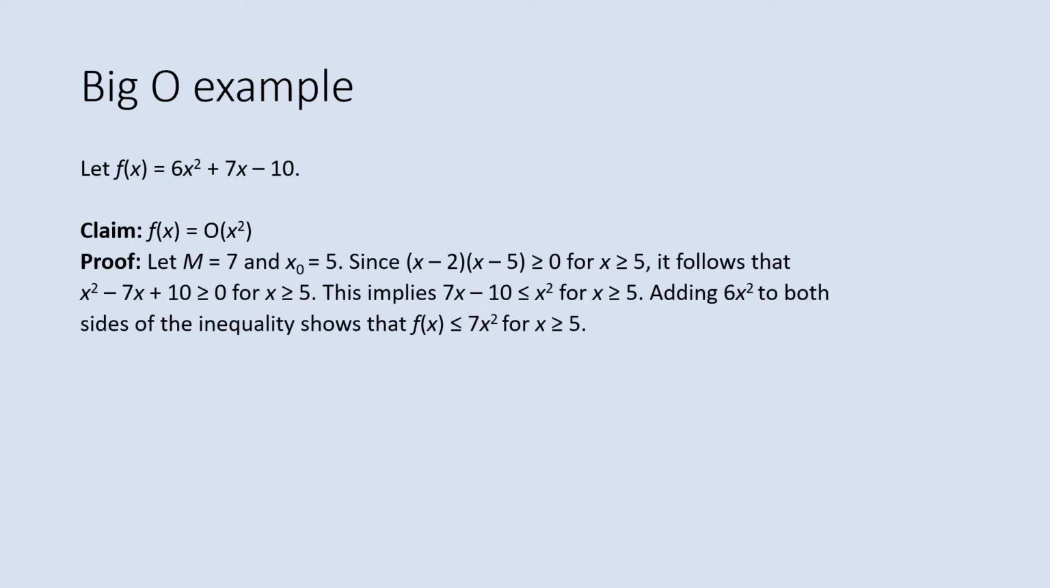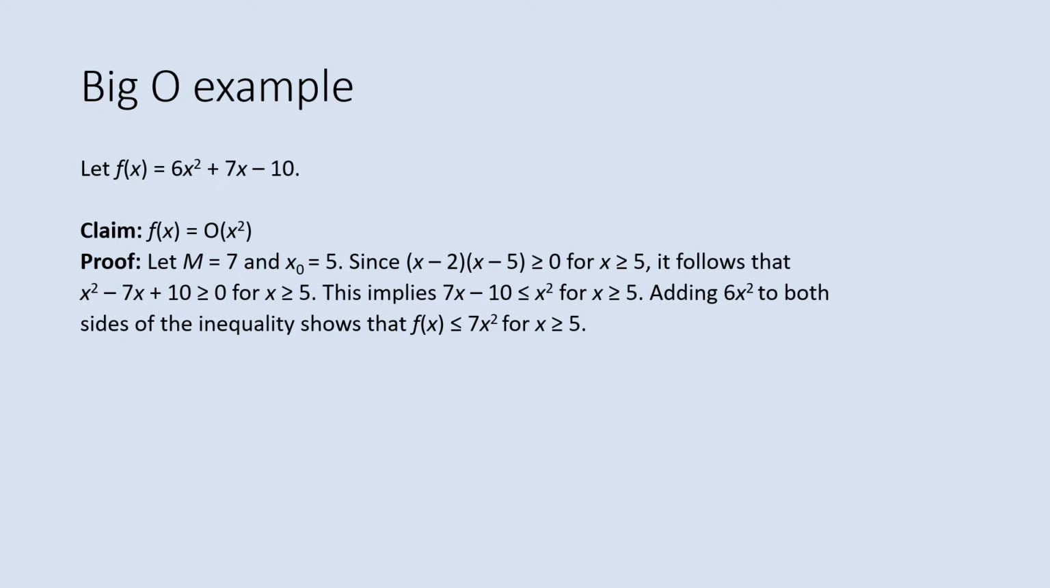So in this case, we can let m equal 7 and x naught equal 5, and then do some algebra. Where these pieces come from corresponds basically to having solved the problem backward and then figuring out what values we needed for m and x naught, and then reversing the order to show that things do work.